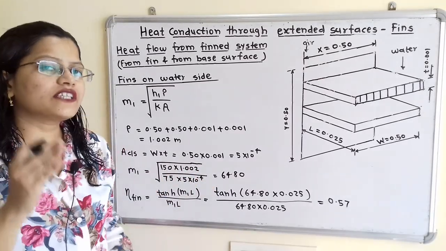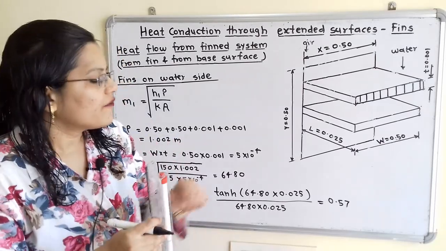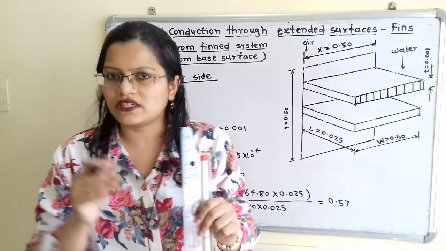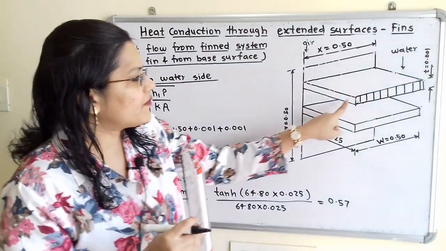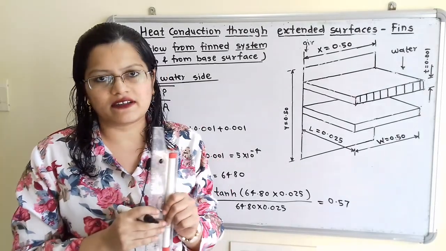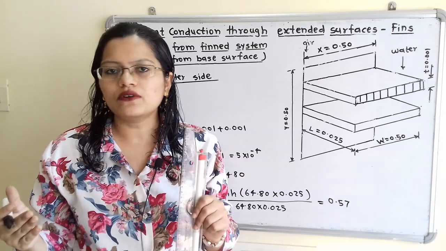Now we will calculate the efficiency. Here a condition is given, that we have to take the fin as insulated at its tip, and it is mentioned in the question. When the fin is insulated at its tip, that means there is no heat transfer, or we can say the temperature gradient is equal to 0.